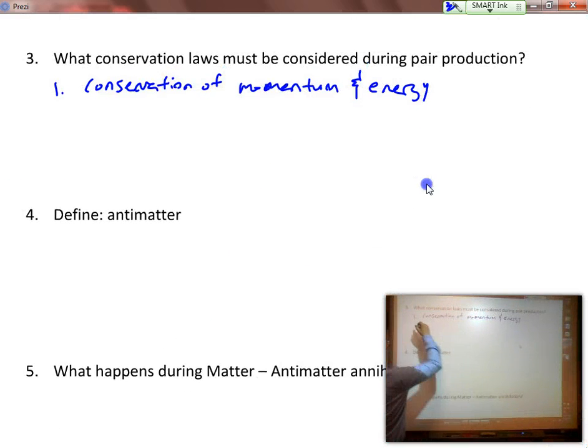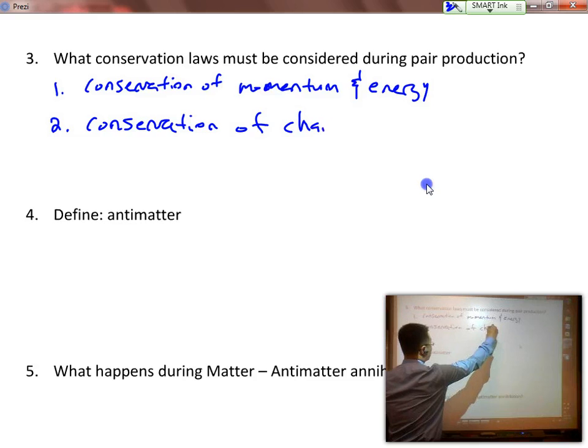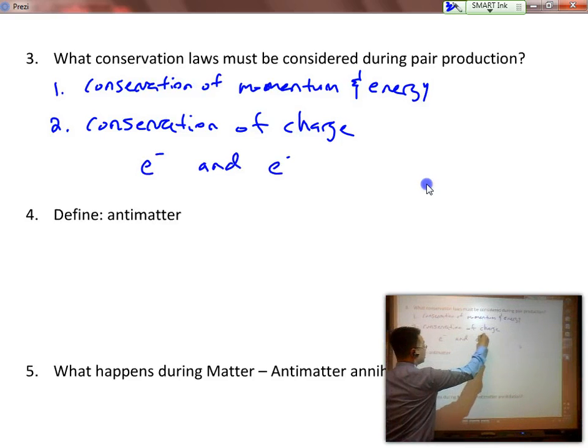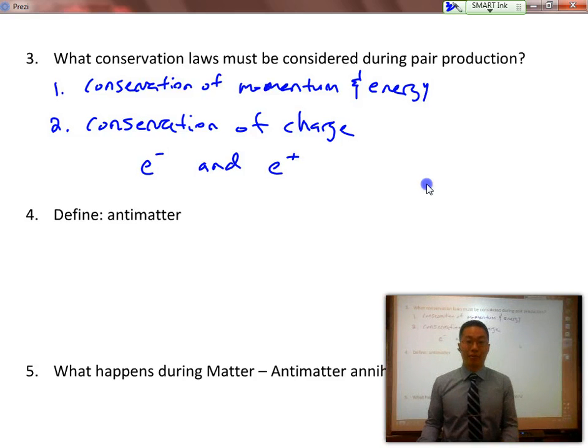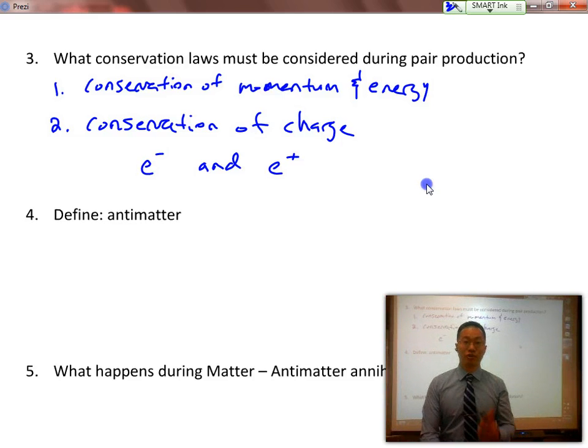There's also going to be conservation of charge. Okay, the electron is negative and the positron is positive. They have the same exact charge, but just opposite signs, which means that they still cancel out to be 0, which is what the charge of the photon was.